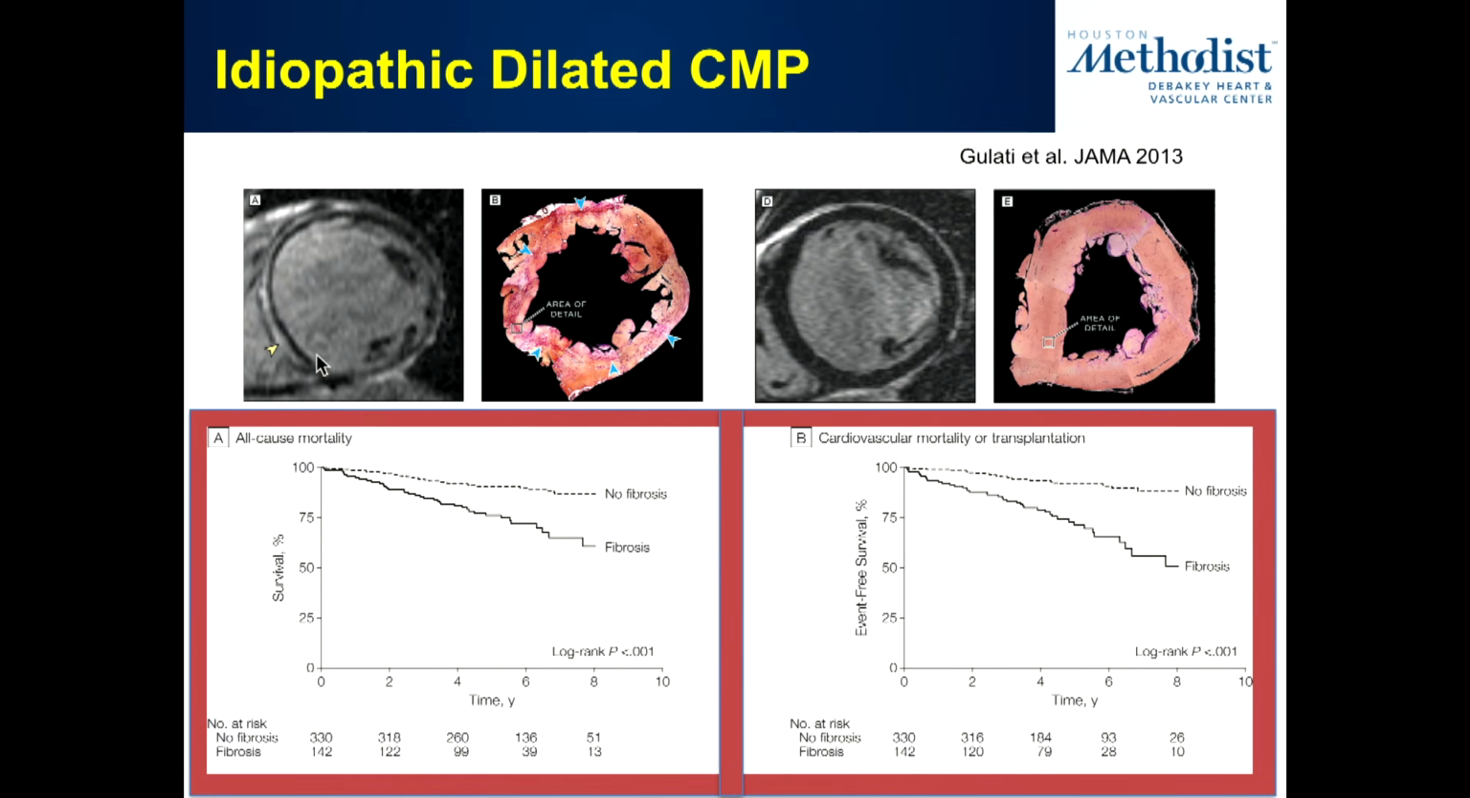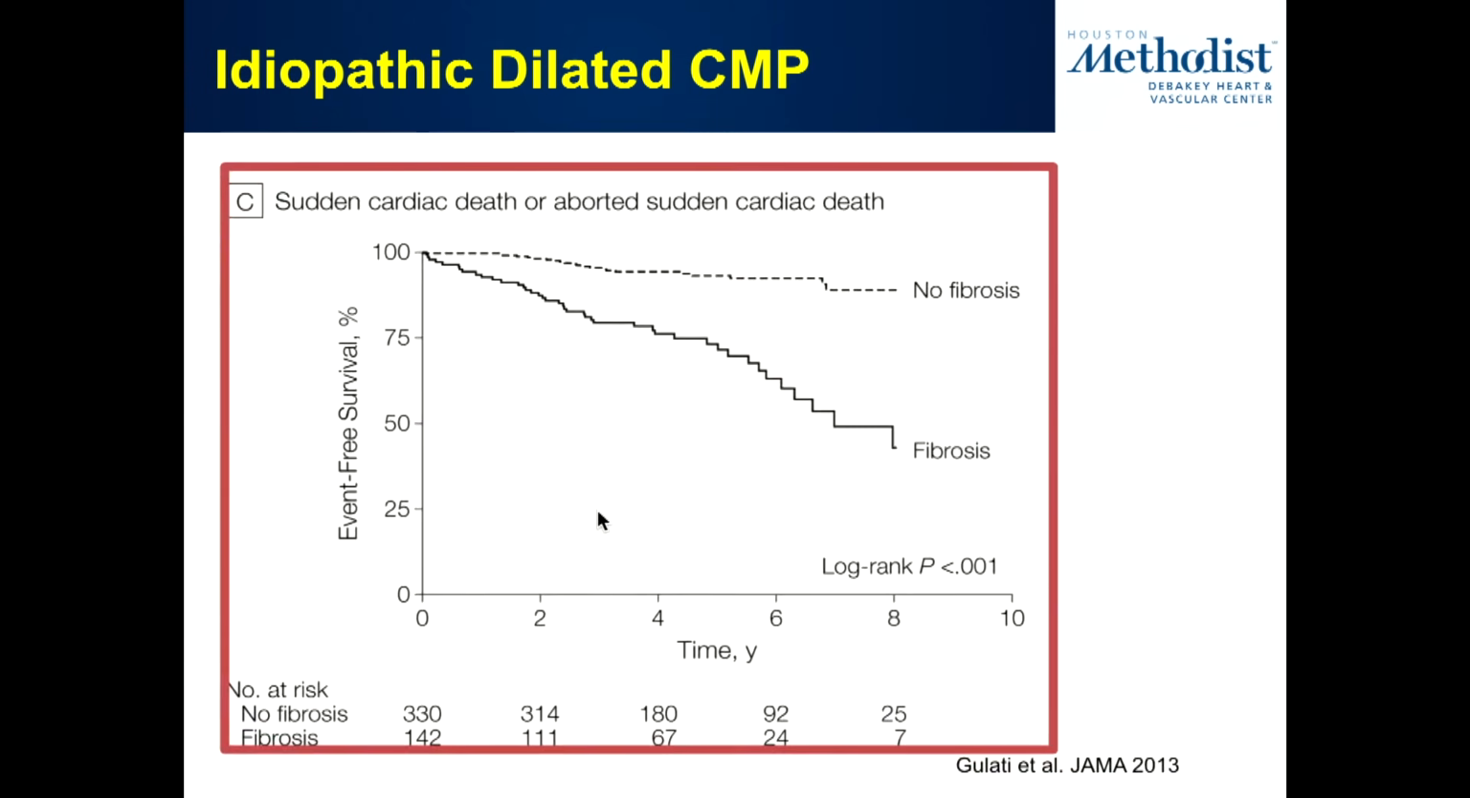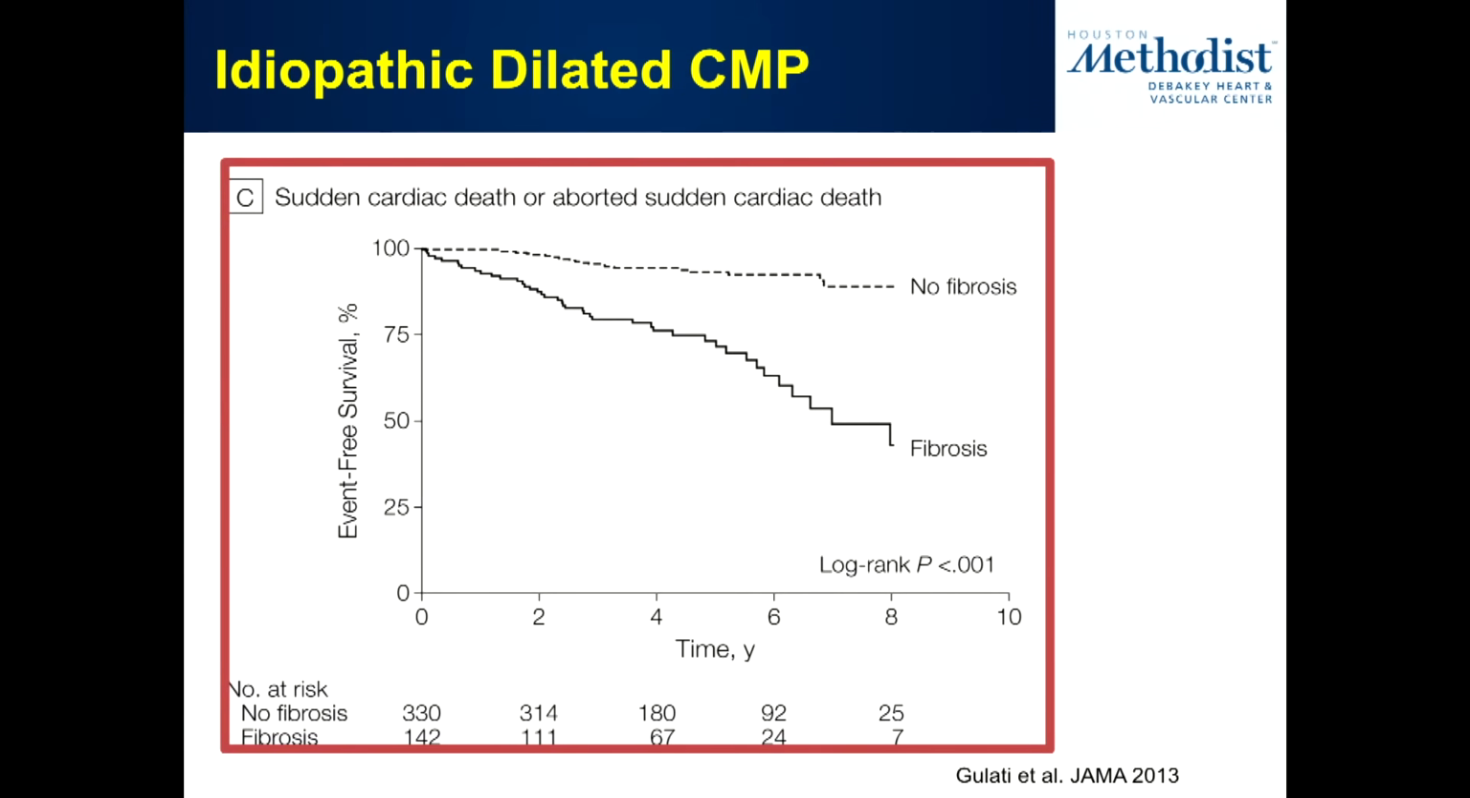And then this was some data from the group in England where they followed a series of close to 500 patients, and they found that those patients with non-ischemic dilated cardiomyopathy who had evidence of hyperenhancement had a worse prognosis than those patients who did not have any evidence of hyperenhancement by CMR. Again, this held true for all-cause mortality as well as for cardiovascular mortality or need for heart transplantation. And it also held true for sudden cardiac death risk as well.